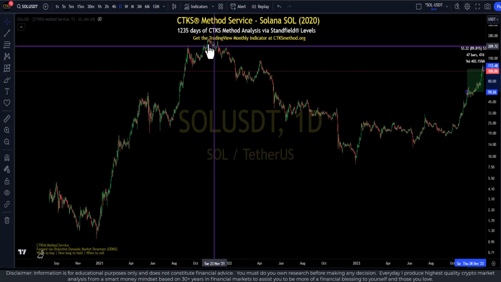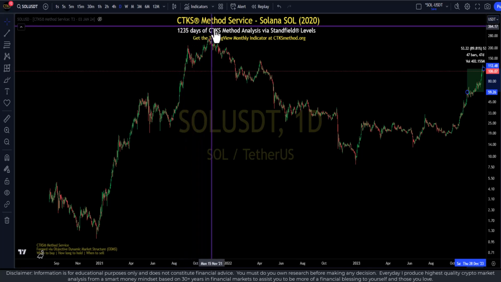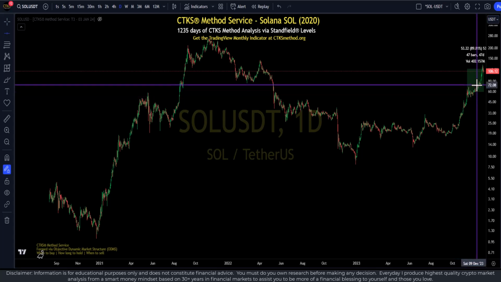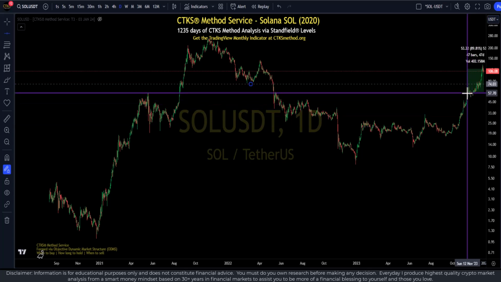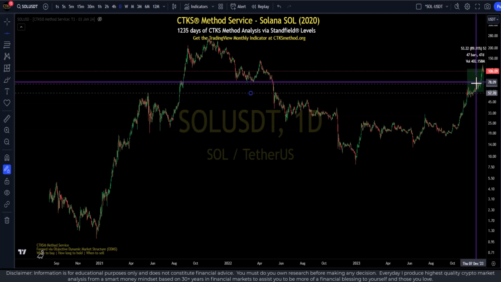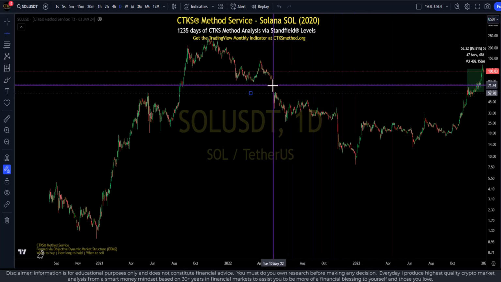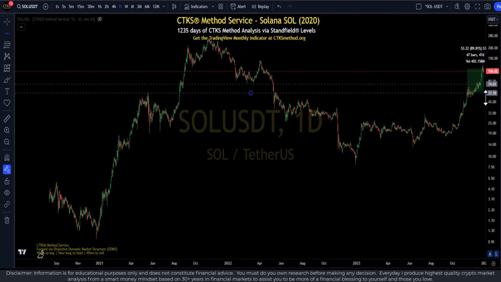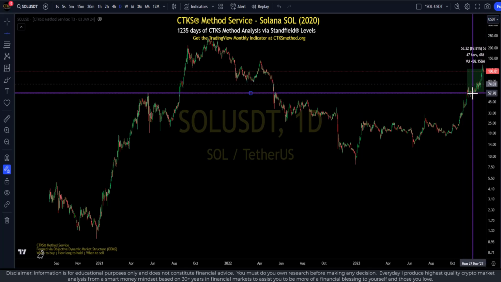That's what the CTKS method does. It marks up all of price history with a standards-based methodology. Remember before that I was talking about somebody could say, oh, there's a resistance level there and there's a support level there. If you actually go back in terms of history, these support and resistance levels aren't realistically that significant.